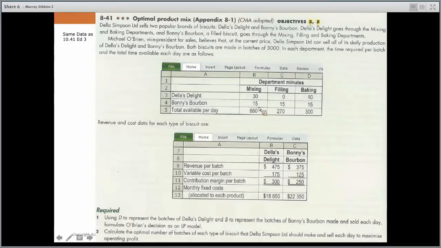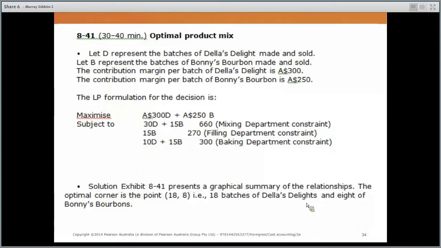Mixing department, slightly bigger it seems, 660 minutes available. Della's needs 30 minutes in mixing, and Bonnie's only 15. So with these constraints, we're going to try and work out what's the best mix of these two products. And it will depend a little bit on the revenue that they generate as well. So the Della's biscuit has a slightly higher contribution margin for every biscuit that we sell. And really, these monthly allocated fixed costs are irrelevant to the decision mix. So we're going to leave those out of the question.